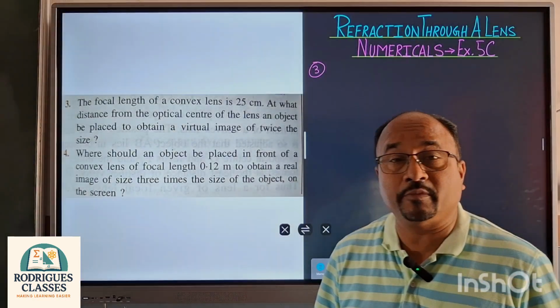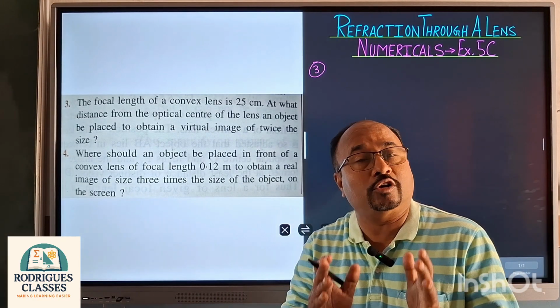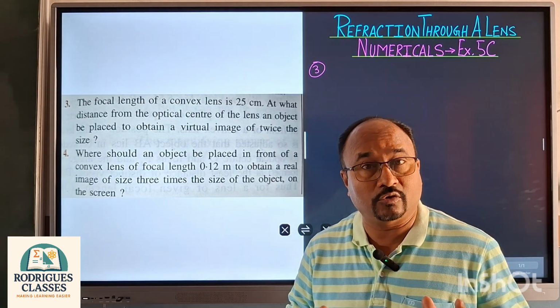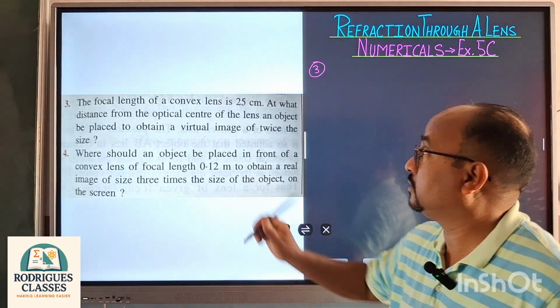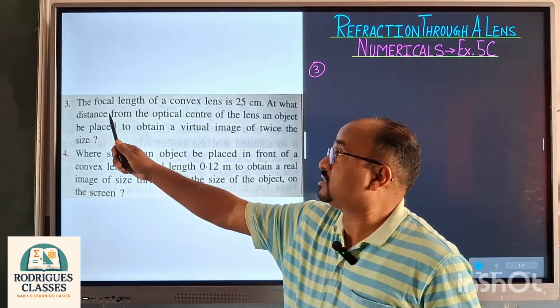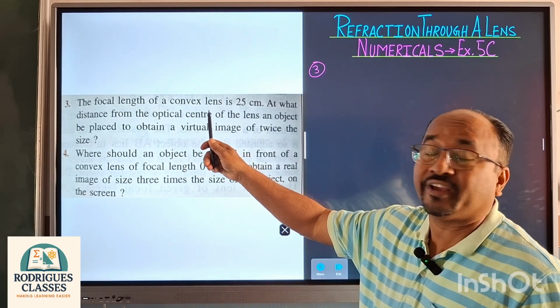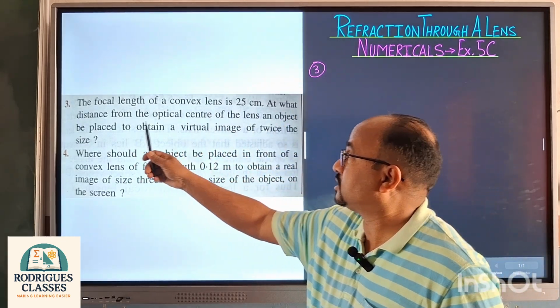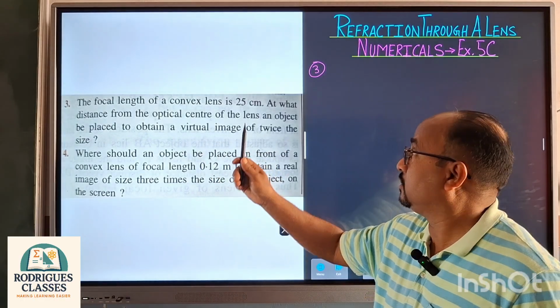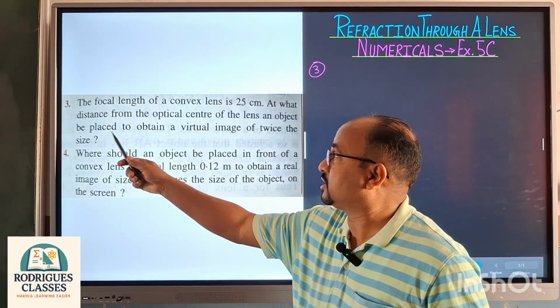Let's see the next numerical, and a very important type of numerical. Okay, so pay attention and get the clarity of this numerical. The question is like this: the focal length of a convex lens is 25 centimeter. At what distance from the optical center of the lens an object is to be placed?